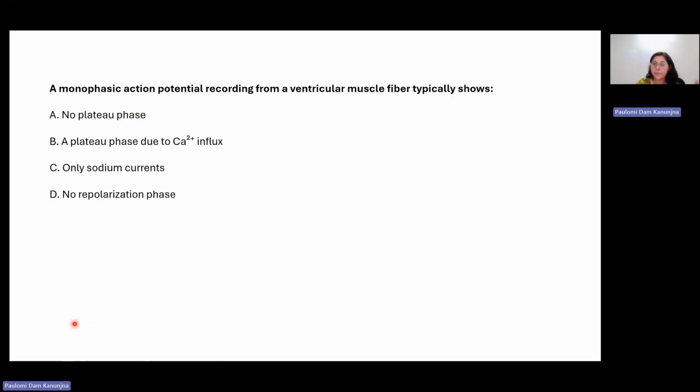Okay, right? All right, the next one says a monophasic action potential recording from a ventricular muscle fiber typically shows... Monophasic means one phase.